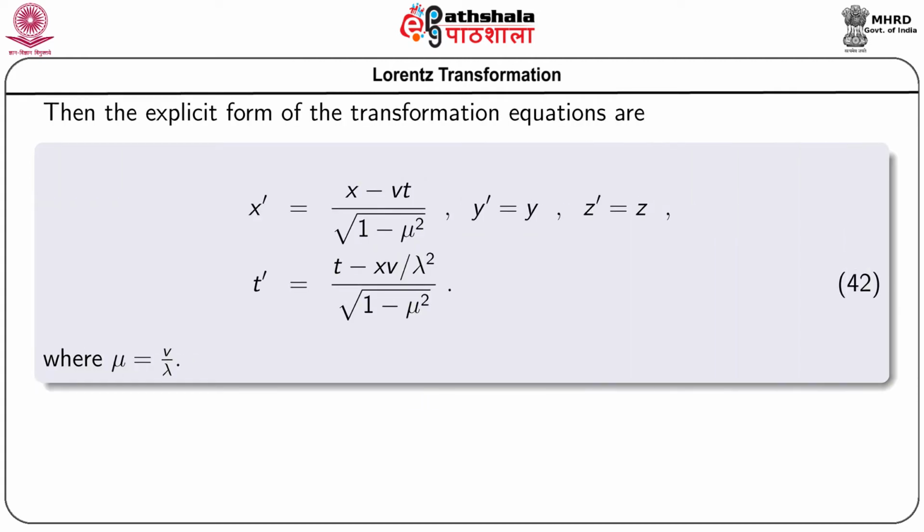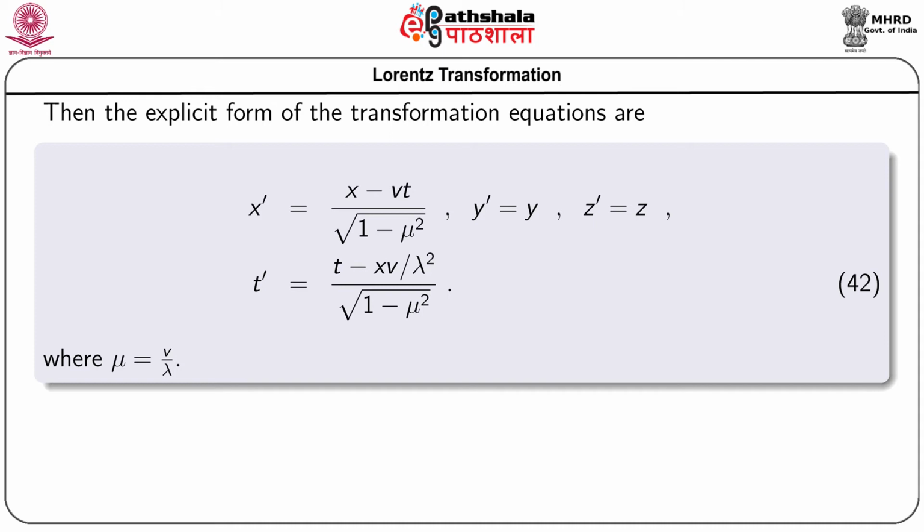Then the explicit form of the transformation equations are x' = (x - vt)/√(1 - μ²), y' = y, z' = z, and t' = (t - xv/λ²)/√(1 - μ²). Now, these transformations are known as the Lorentz transformation.